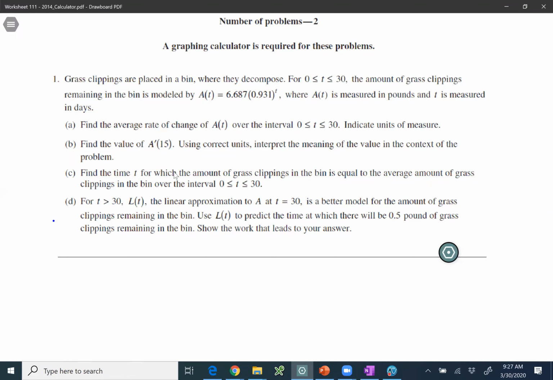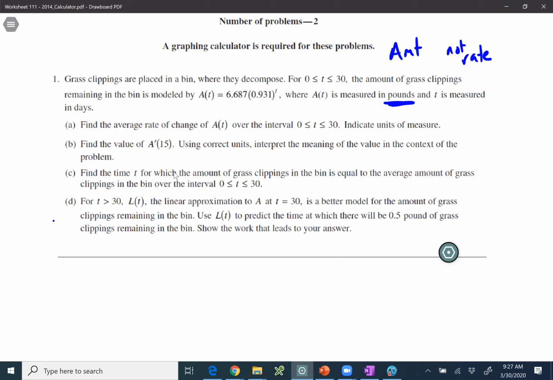They're saying that A of t is measured in pounds and t is measured in days. So kind of a good key there is that because A of t is measured in pounds, this is that same thing where this is the amount, not the rate. So it's very similar to the one we just did.